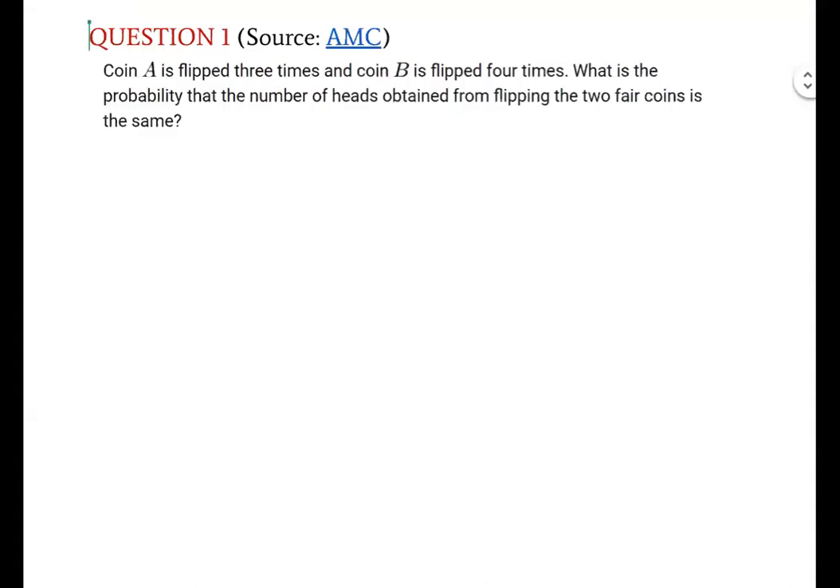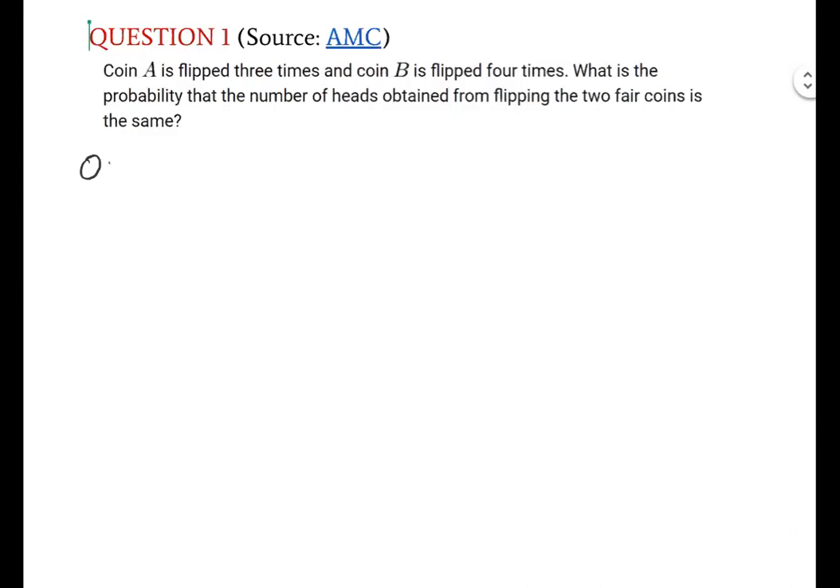Okay, coin A is flipped 3 times, coin B flipped 4. So we want to find the probability that the number of heads from the 2 coins is the same. You have 4 cases. You can both flip 0 heads, 1 head, 2 heads, or 3 heads. So we're going to use casework to solve this problem.